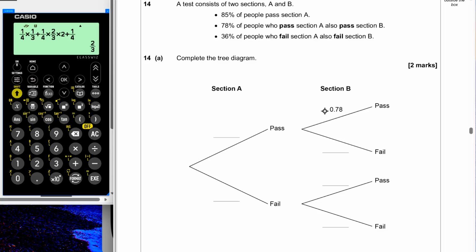So we're going to keep everything in terms of decimals. 85% pass section A, so that's 0.85 there, which means we've got 0.15 there. We've already got that one filled in, so that's going to be 0.22 there. And then 36% of the people who fail section A also fail section B. So that's 0.36 there, which means that we've got 0.64 there. So there's our tree diagram.